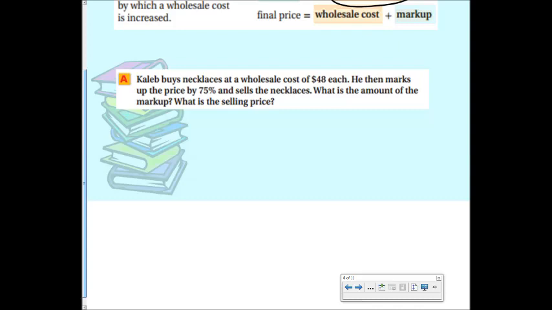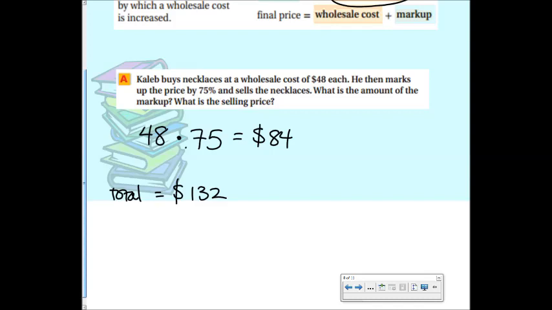So what do you think I would do to figure that out? Always multiply first, and then it's a mark up, so I'm going to add. Good. So what am I multiplying? 48. Good. Someone do that for me. 84? All right, so 84. And then what do I do to figure out the total cost? 84 plus 48, which gives me 132. All right, so $132. So Caleb sells a necklace for $132.